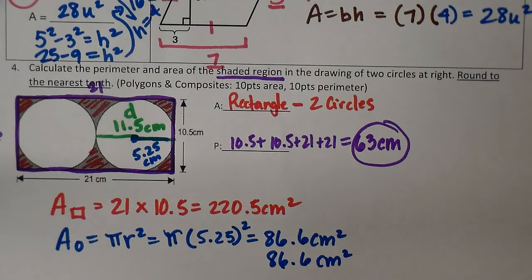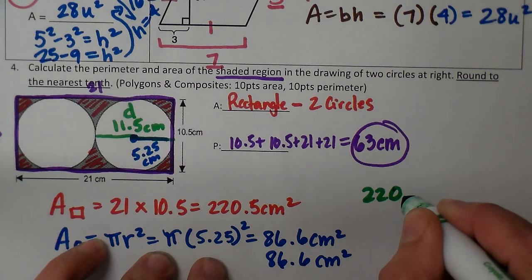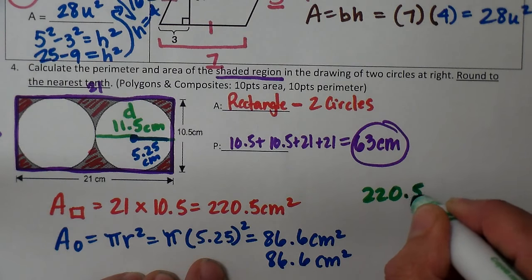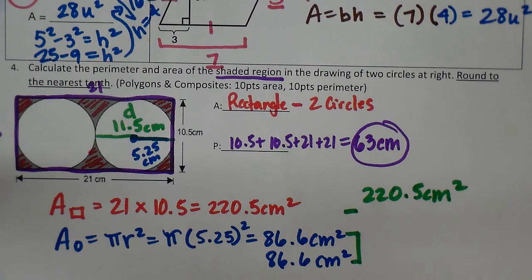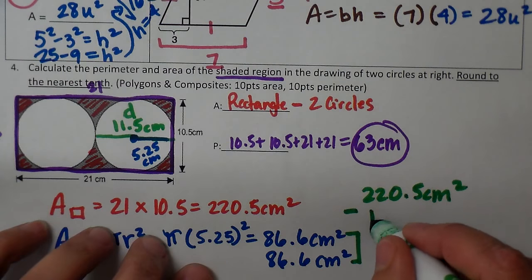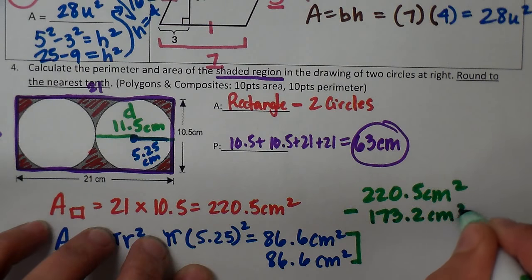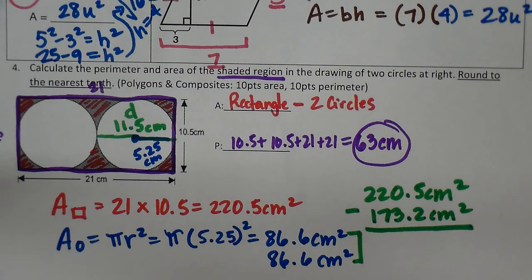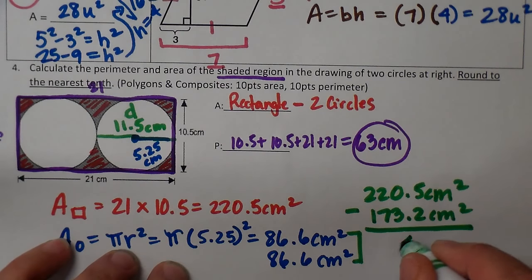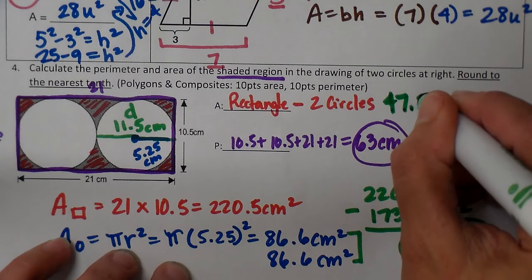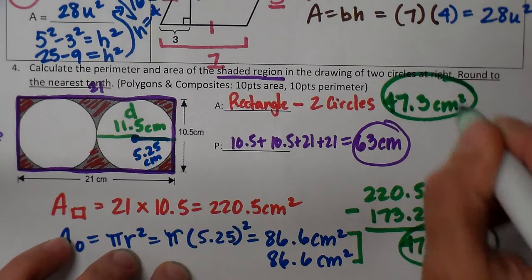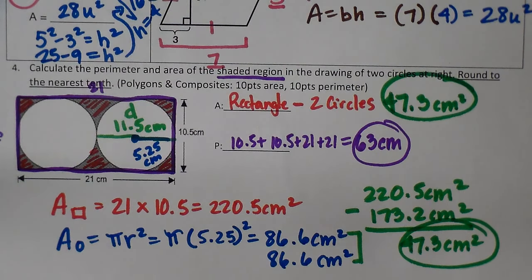So now that I've got it, I'm going to take the 220.5 centimeters squared, and I'm going to subtract these 2 guys. And that's 173.2 centimeters squared. And when I subtract that, I get 47.3 centimeters squared. So the shaded area is 47.3 centimeters squared. Again, I had to subtract off the portions that were missing, okay?